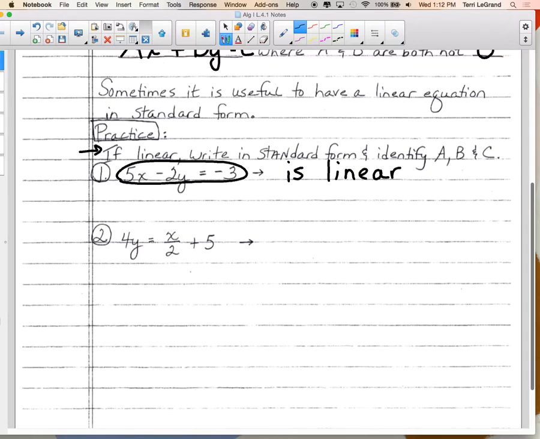Well then, if you can say it is linear, now they want you to put it in standard form and identify those A, B, and C. So, what gives it away whether a linear equation is already in standard form? What would be a giveaway? Dylan? Since it's 5x minus 2y, that would be Ax plus By.